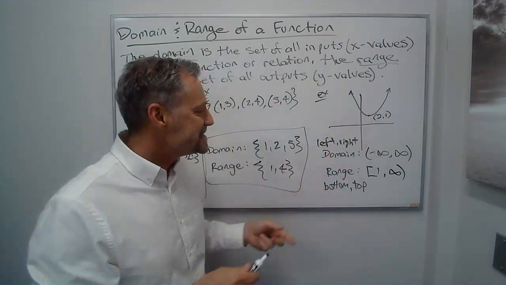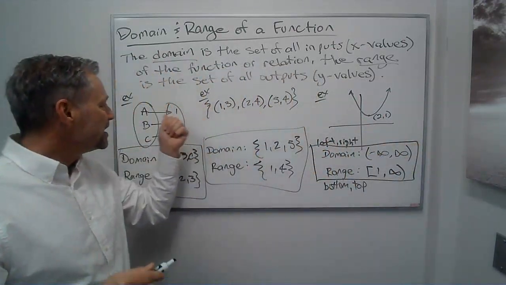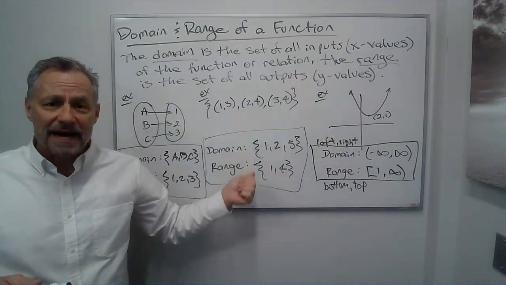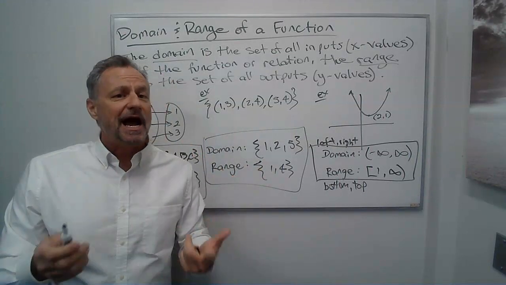So that's the idea. So here are 3 different types of sets to look at to determine the domain and the range. Essentially, domain inputs are x values, range outputs or y values.